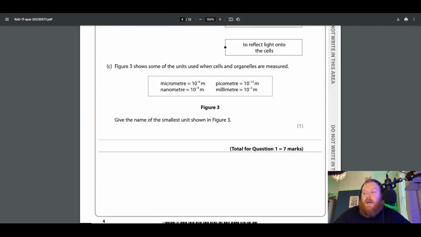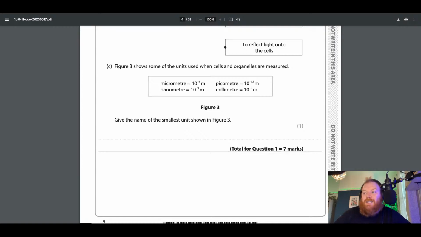Okay. Again, get over to YouTube and watch live there because you can see the past paper that I'm currently looking at. So, what they're showing you on this is the micrometer, picometer, nanometer, and millimeter.